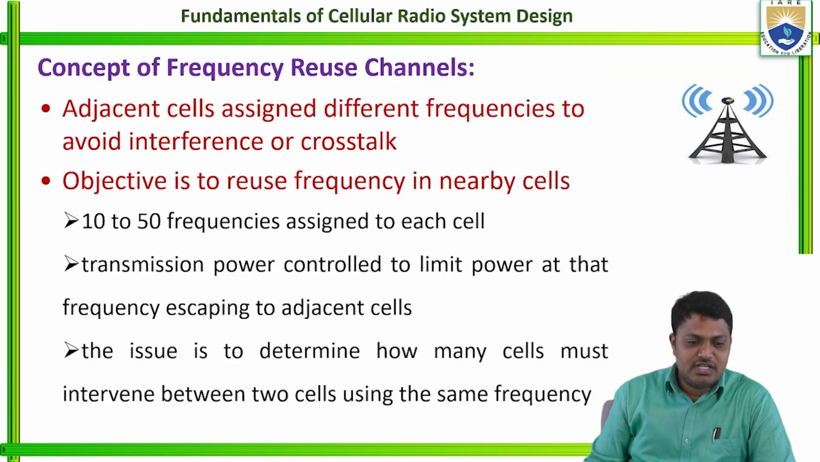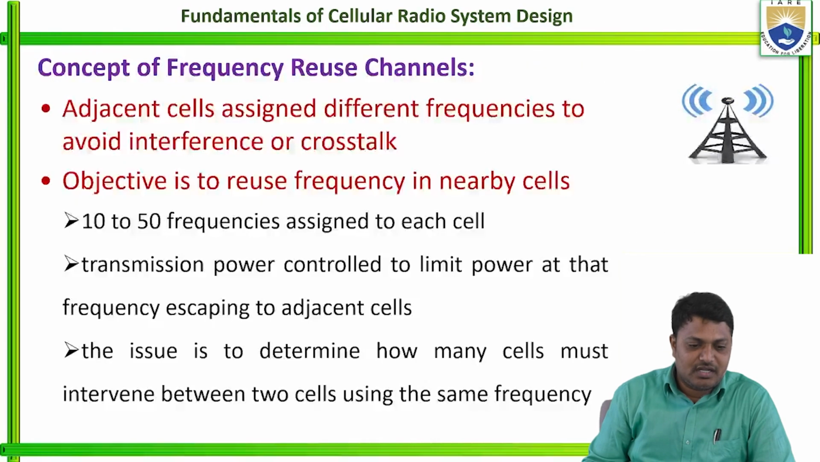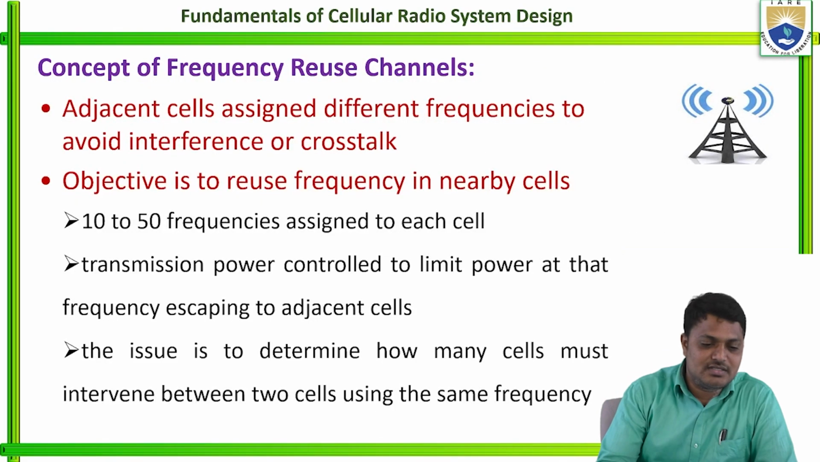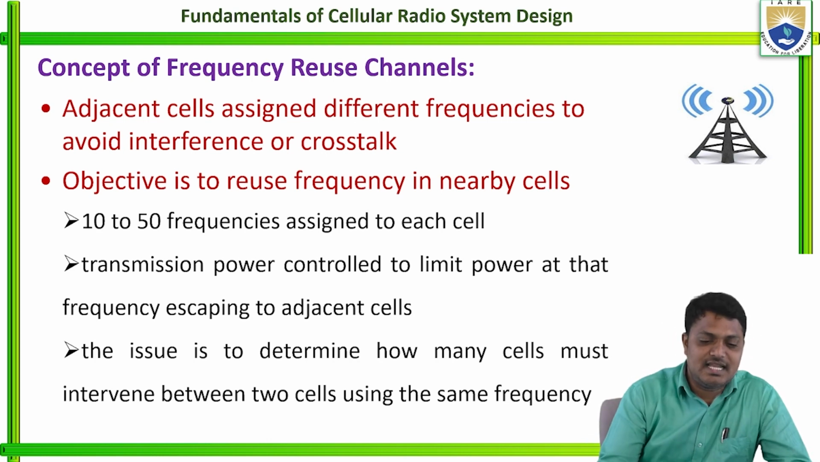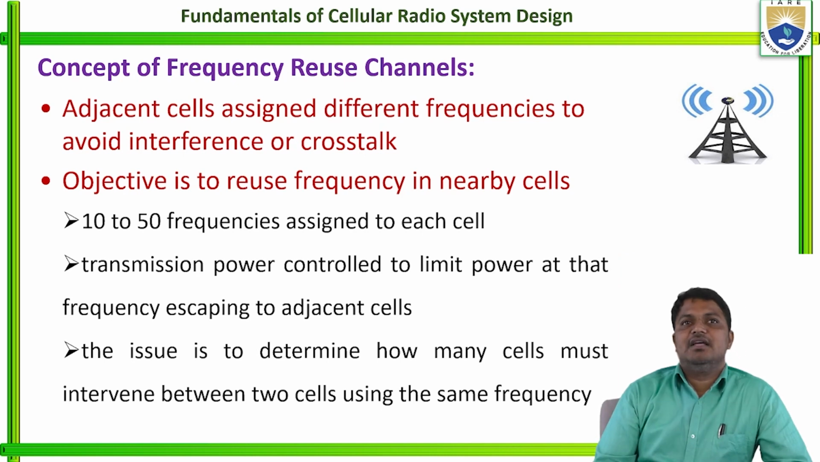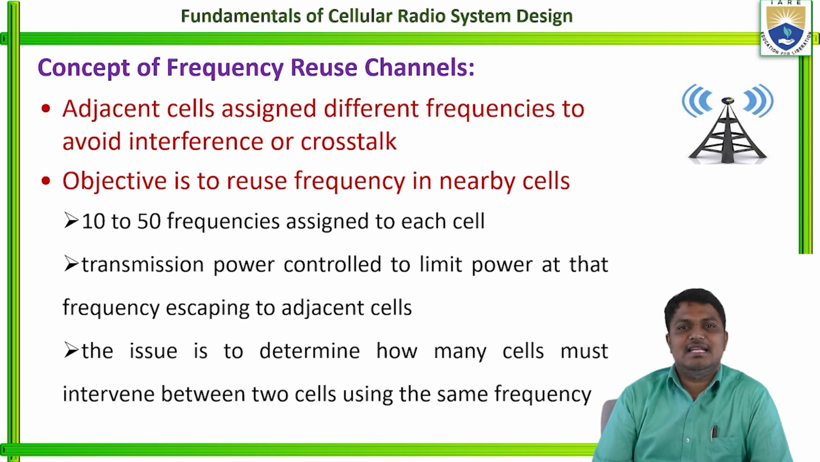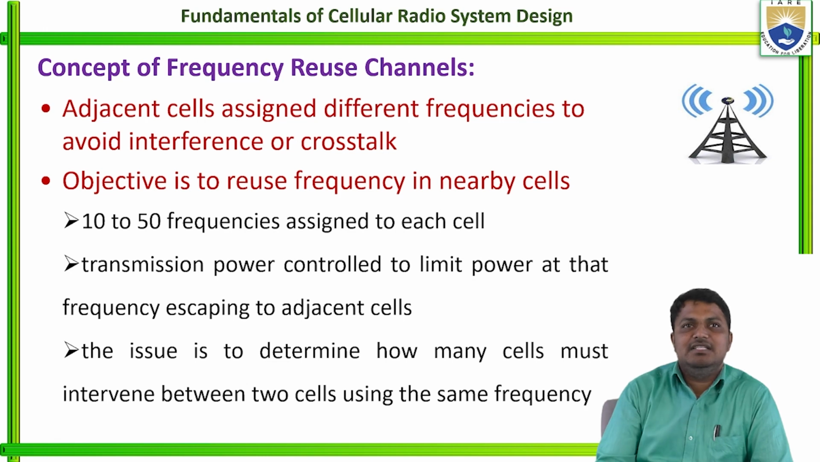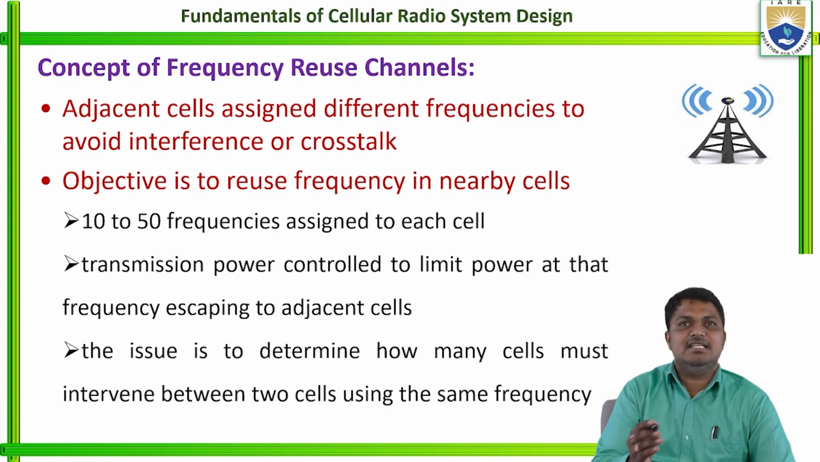The first topic today is the concept of frequency reuse channels. The concept of frequency reuse is that adjacent cells are assigned different frequencies to avoid interference or crosstalk. So what is interference, what is crosstalk, and how are the adjacent cells organized?